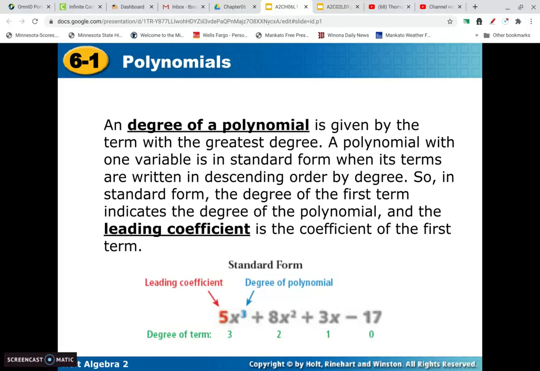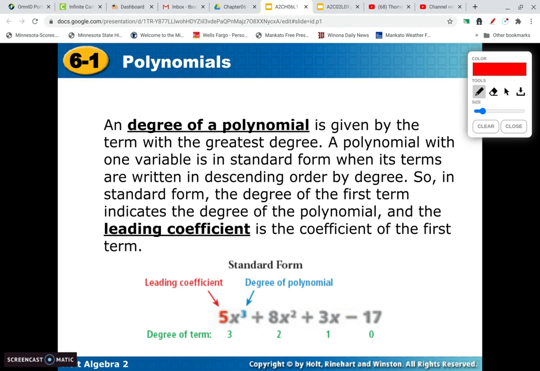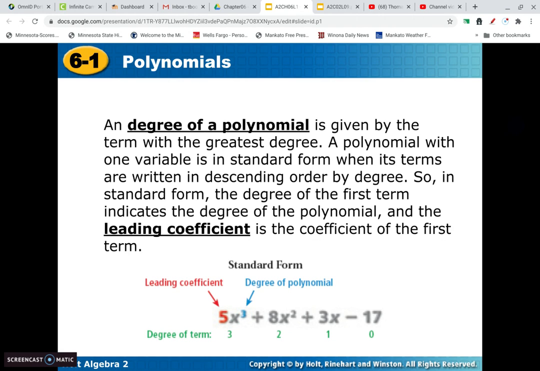Okay, so some things that we're going to look at when we identify things is our leading coefficient. That's the number that leads the way. That's 5. The degree is going to be the highest powered exponent. That's going to be 3. We'll ask things like the number of terms: 1, 2, 3, 4. Yeah, 4 terms. We call this a cubic. We always name the polynomial by its highest powered exponent.